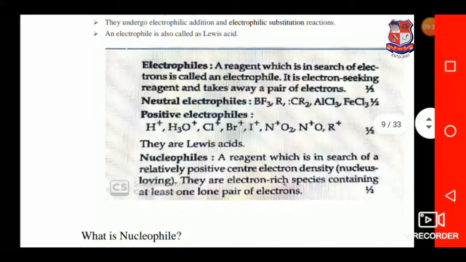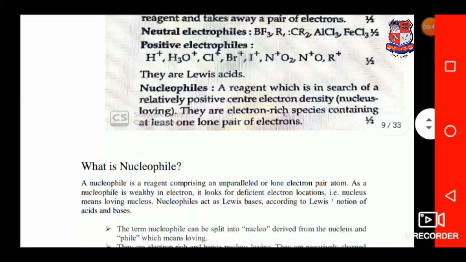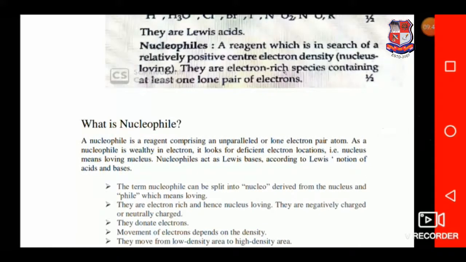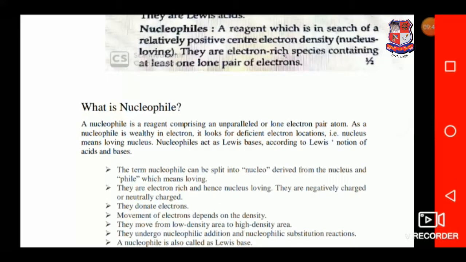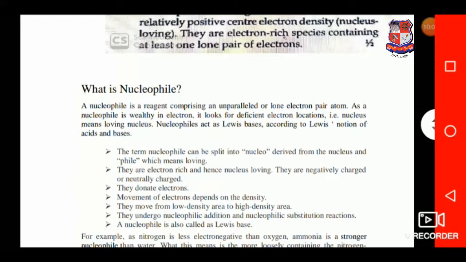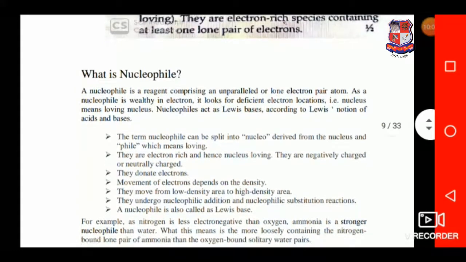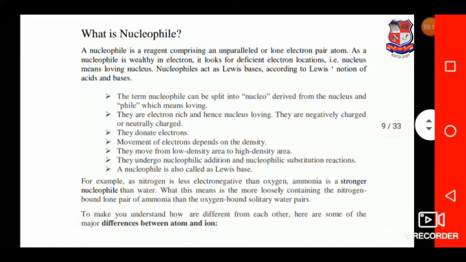These are the examples for that. For example, proton, H3O plus, chlorine plus, bromine plus, iodine plus, nitrogen plus, etc. Second thing, that is nucleophile. What is that? It is a reagent comprising an unshared or lone pair of electrons. As a nucleophile is rich in electrons, it looks for electron-deficient locations. Nucleus means nucleus loving. Nucleophiles act as Lewis species according to the Lewis concept of acids and bases.